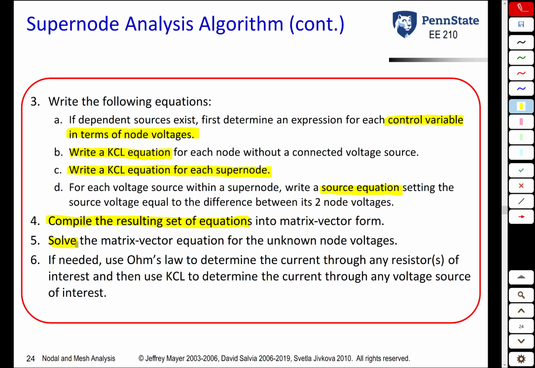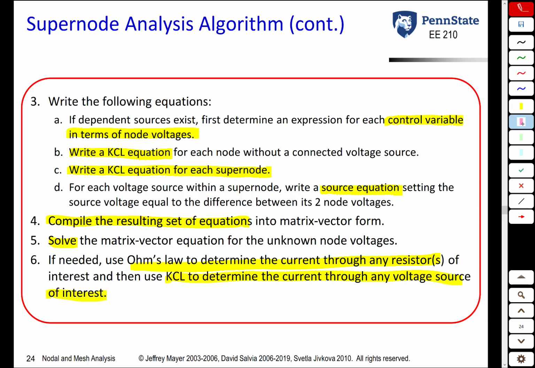And then, if necessary, if you're asked to find something other than the voltage at every node, for example, maybe you're asked to find a current through a resistor, or you're asked to find a power, or you're asked to find the current through a voltage source, then and only then you use Ohm's law if necessary to find the current through the resistor, or you use KCL to determine the current through a voltage source of interest. Notice that until this point, we did not do any KCL equations where we needed to find the current through the voltage source. This is what we do now if necessary. We do this once we know all the voltages.